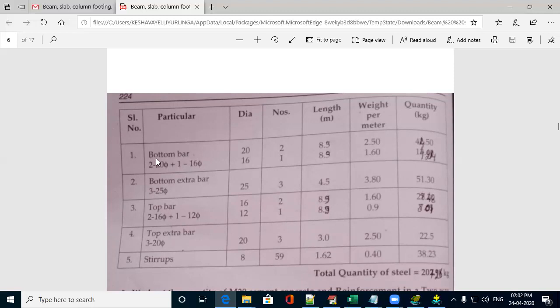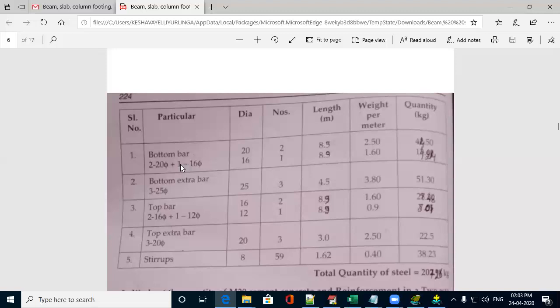So the bottom bars, where two numbers are 20 mm diameter and one bar is of 16 mm diameter. So 20 mm diameter, we have two numbers and its length is 8.5, which we have calculated. Please make a note, wherever you have 8.9, please change it to 8.5. If you change it, you will get different answers. Please calculate accordingly. Weight per meter, these things they have given in the question itself. Even if it is not given, you should know how to calculate this weight per meter. I have explained it in the other problem.